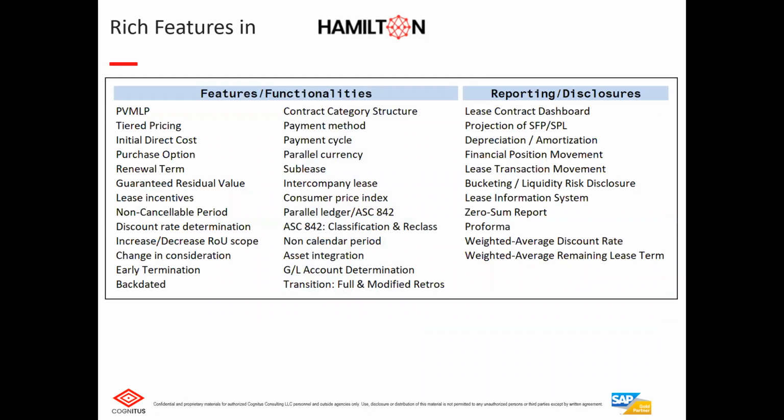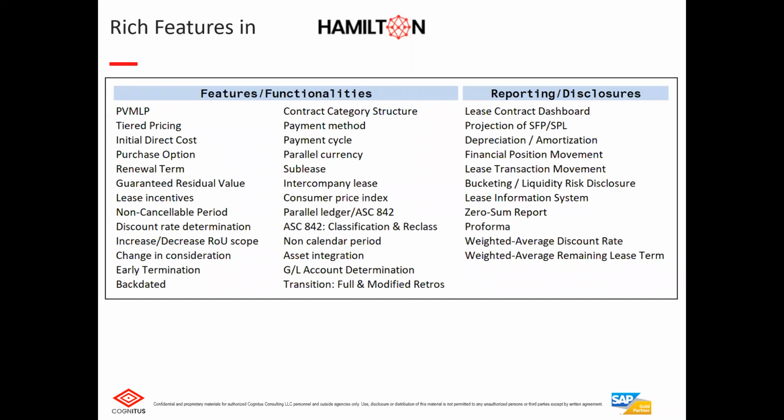These are the features and functionalities and reporting disclosures. We have all events defined and configured in the Hamilton engine. Like here pricing, that means first year, one rate monthly payment, second year different rate, third year different rate. That's how we can create the contracts by using different monthly payments throughout the lease term. Initial direct cost, purchase option, guaranteed residual value, and terminations with penalty. All these things are built in Hamilton engine.